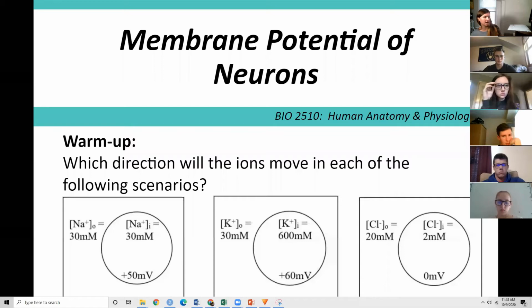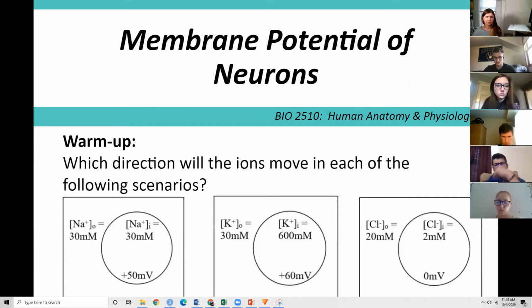We got cells, we got ions, so the circles are cells. We've marked the concentration of each of these ions. We've also marked the membrane potential of the cell. So each of those three images is tracking a specific ion. For each cell, I want you to tell me whether sodium is going to move in or out, so which direction the electrochemical driving force will be. And same thing for the potassium, same thing for the chloride ion.